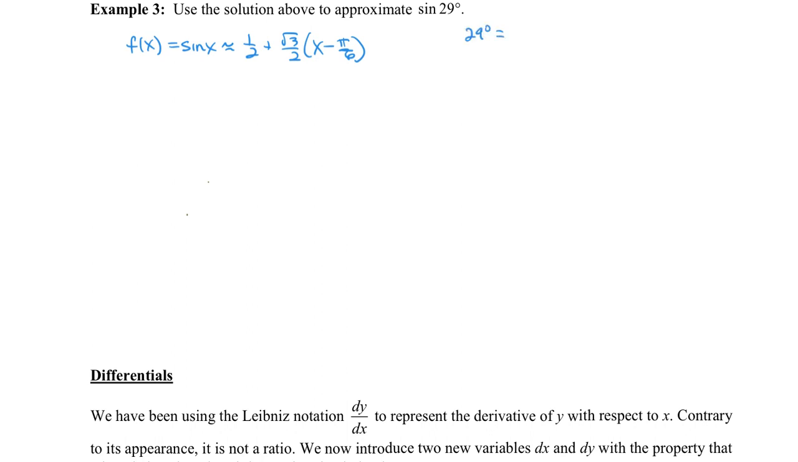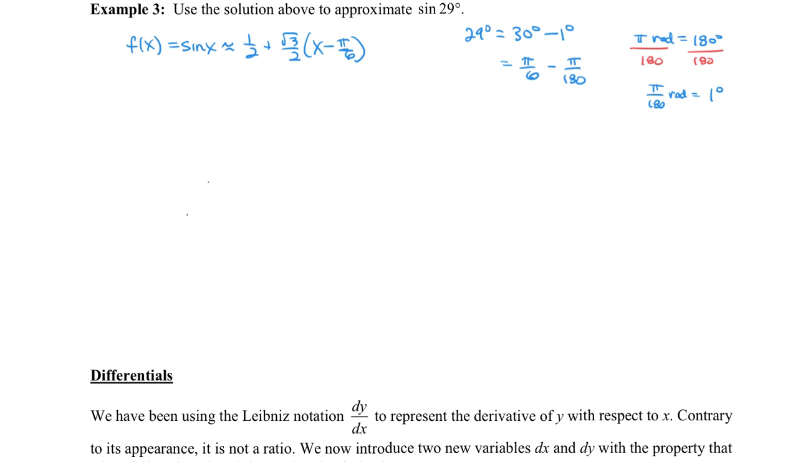So 29 degrees is really 30 degrees minus 1 degree. And 30 degrees, we know that's pi over 6, so pi over 6 minus 1 degree. Well, remember, pi radians equals 180 degrees. So if I want to get 1 degree, I'm going to divide each of these sides by 180. And then what we'll get is pi over 180 radians is the same as 1 degree. So this means I need to subtract pi over 180.